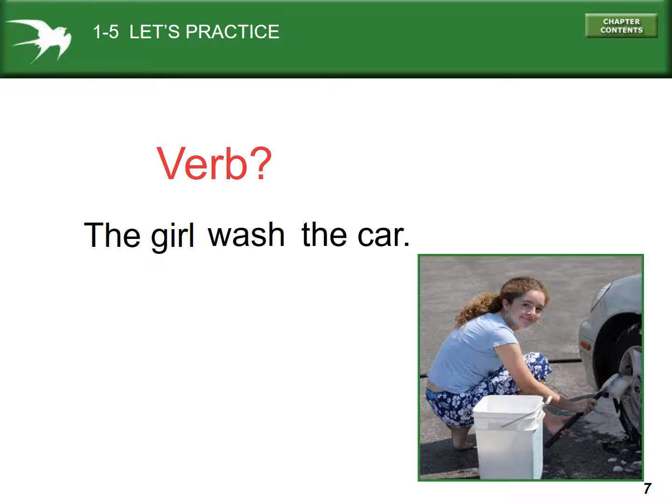The girl wash the car. So wash, is it going to take an S or an ES? Do we remember if it was one of those sounds on the list? Yes, it's washes. If we're adding a syllable, we need to add ES.